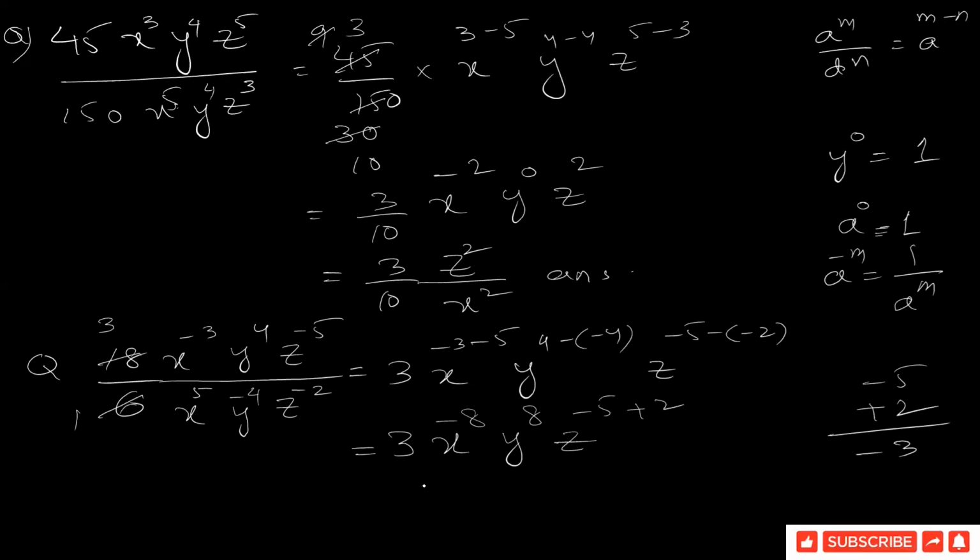We can rewrite it as 3 y power 8 z power negative 3 and x power negative 8. And we can write them as 3 y power 8, and we shall take these two negative exponents down, and it will become x power 8 and z power 3.